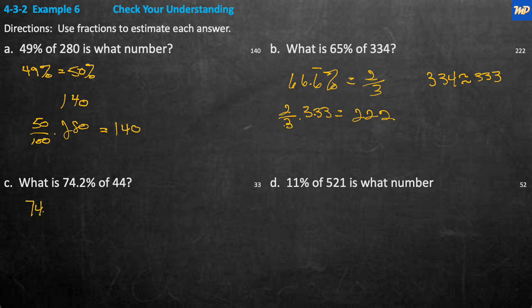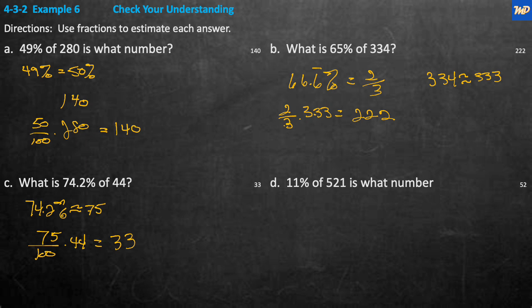74%, 74.2% is very close to 75%. And 44 doesn't have to be touched at all because it's 11, 22, 33, and 44. So 75 divided by 100 times 44, and that's going to be equal to 33. 4,400 divided by 75 is 33.